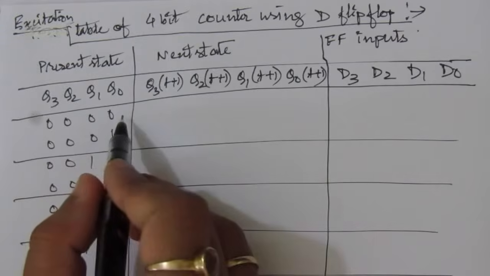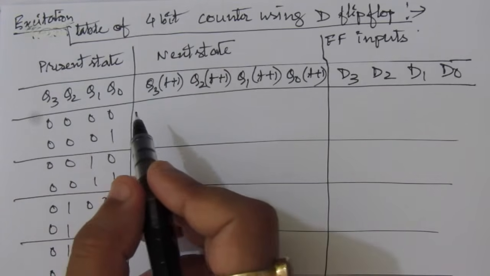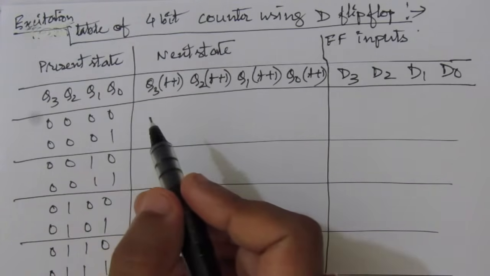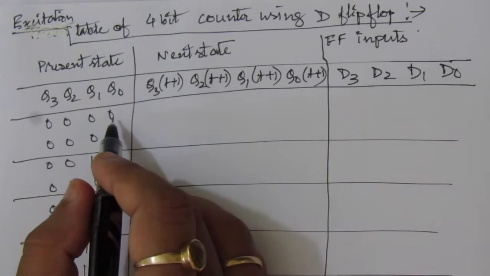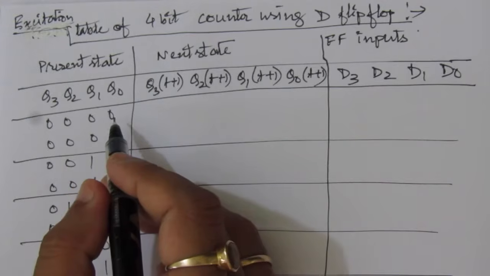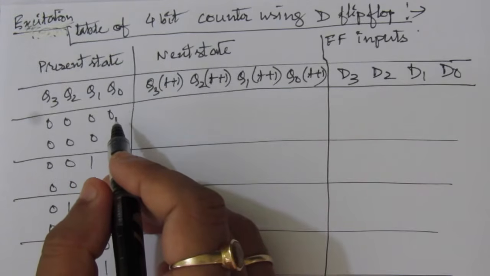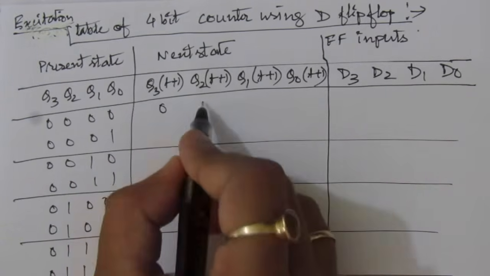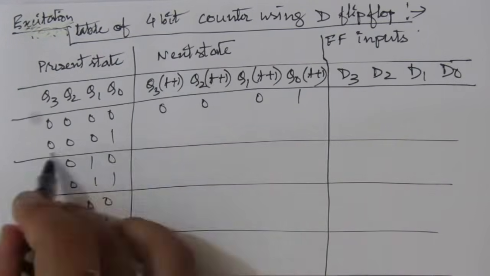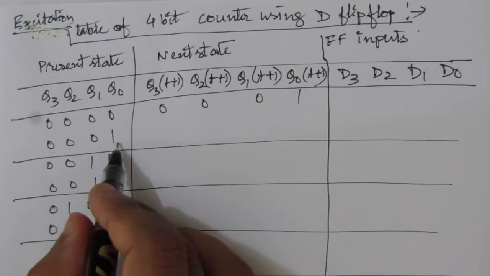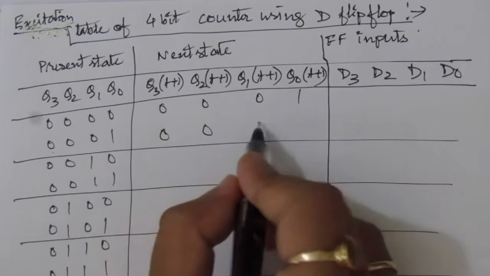From this present state, the counter should go to the next state, that is, incremented by 1. Whenever we have 0000, that is decimal 0, it should go to 1 now. The binary equivalent of 1 is 0001. For this present state 1, the next state will be 2, which means 0010.